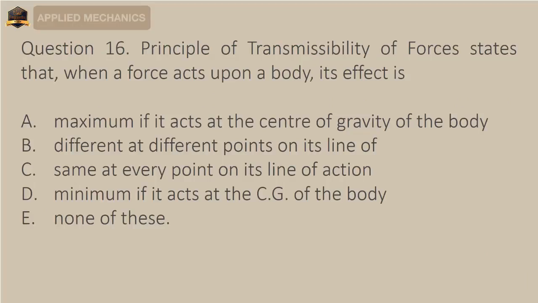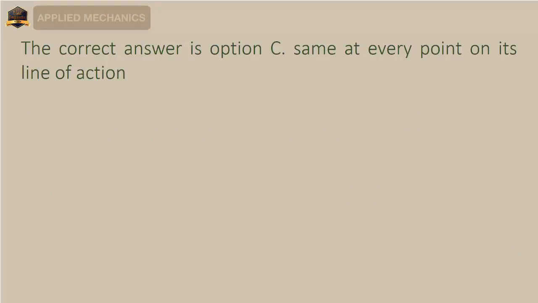Question 16. Principle of transmissibility of forces states that, when a force acts upon a body, its effect is: A. Maximum if it acts at the center of gravity of the body. B. Different at different points on its line of action. C. Same at every point on its line of action. D. Minimum if it acts at the CG of the body. E. None of these. The correct answer is option C, same at every point on its line of action.